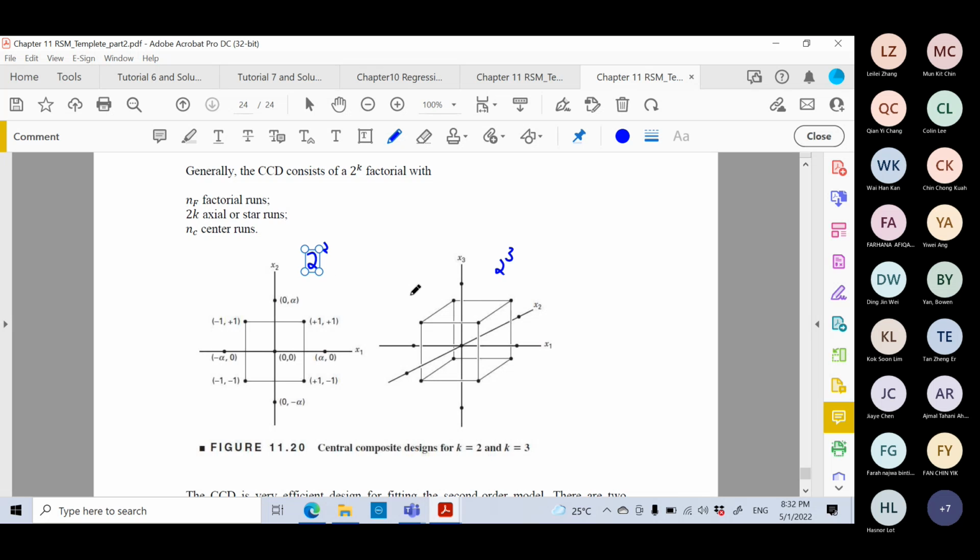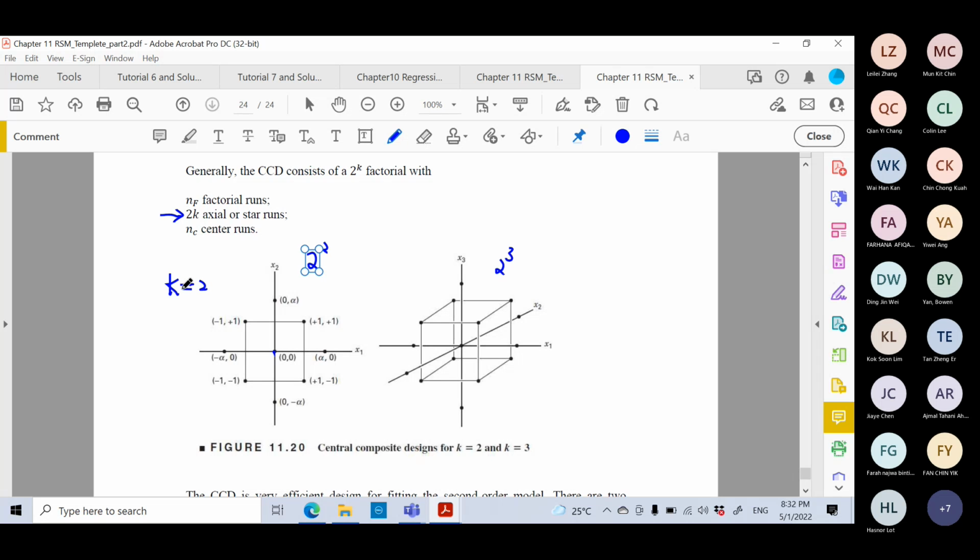Okay, so basically, if you want to run the CCD, the central composite design, you need a number of factorial runs. The factorial runs are of course needed, and then the number of center runs is here. Then, of course, you need to run some more. Those are called the star runs or axial runs. The axial runs will be equal to 2 times k, because in this case, k is equal to 2.